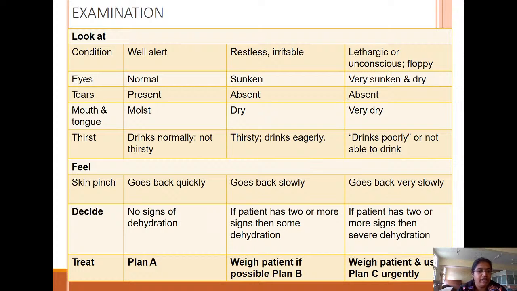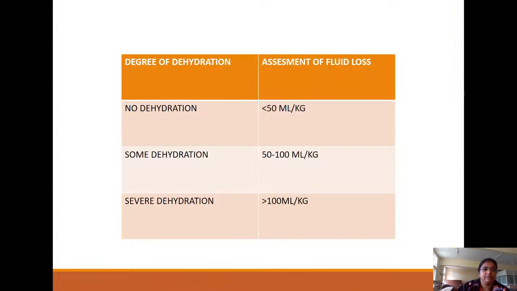And then you are going to treat plan A if the child is having no dehydration, plan B if the child is having some dehydration, and plan C if he is having severe dehydration. So when the child is having some or severe dehydration, you are going to weigh the child before you start the treatment.